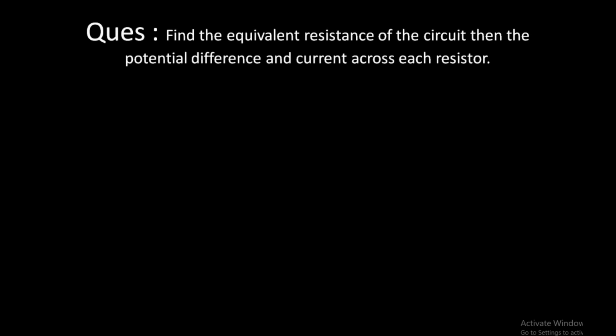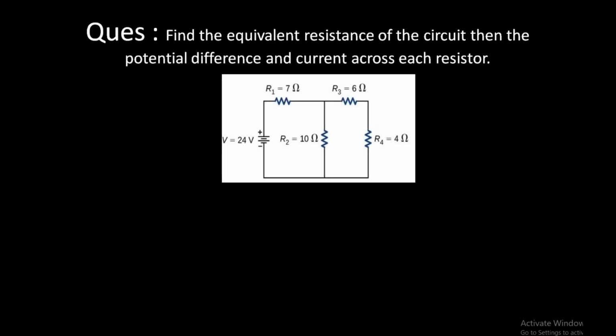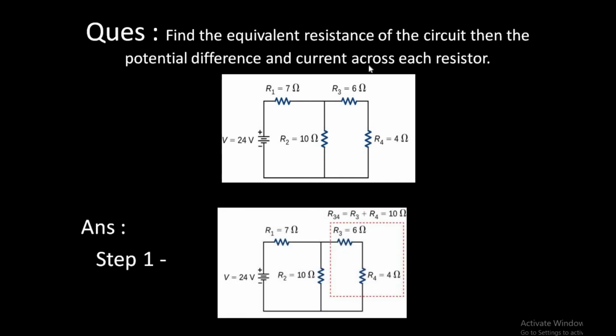Find the equivalent resistance of the circuit, then the potential difference and the current across each resistor. And this is the circuit. Now let's firstly find the equivalent resistance of the circuit. Step 1. Here we can easily see that the R3 and the R4, these both resistances are in series combination. So in series combination there is simply addition. So the R34 or R equivalent is equal to R3 plus R4, that is 10 ohm. Now the circuit becomes something like this.